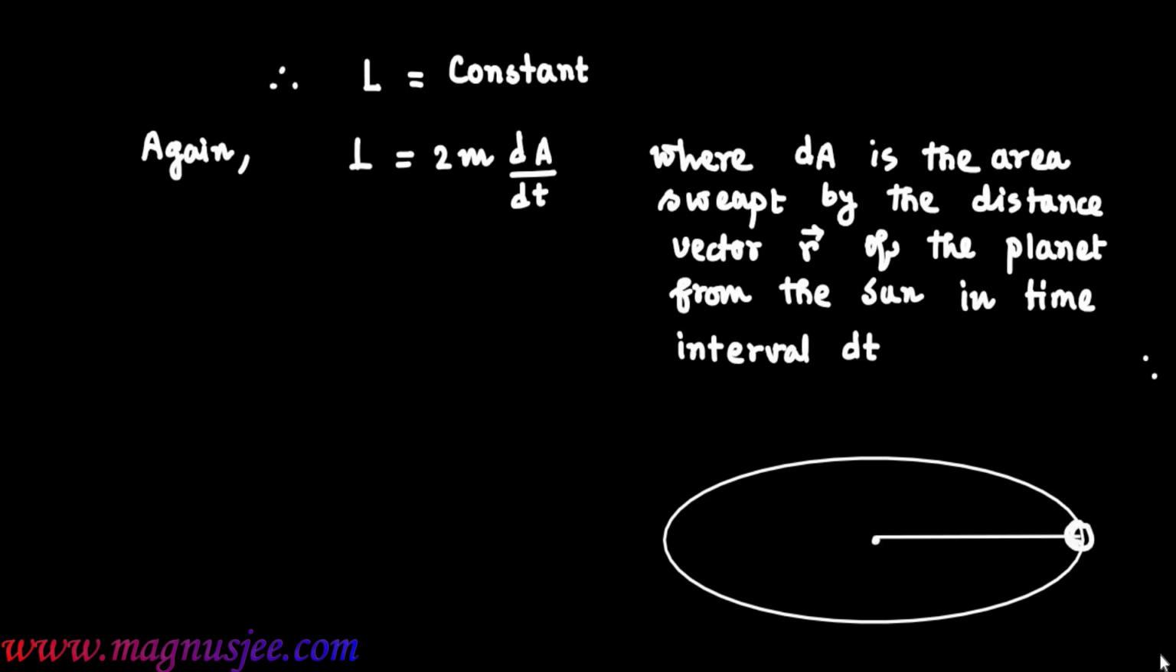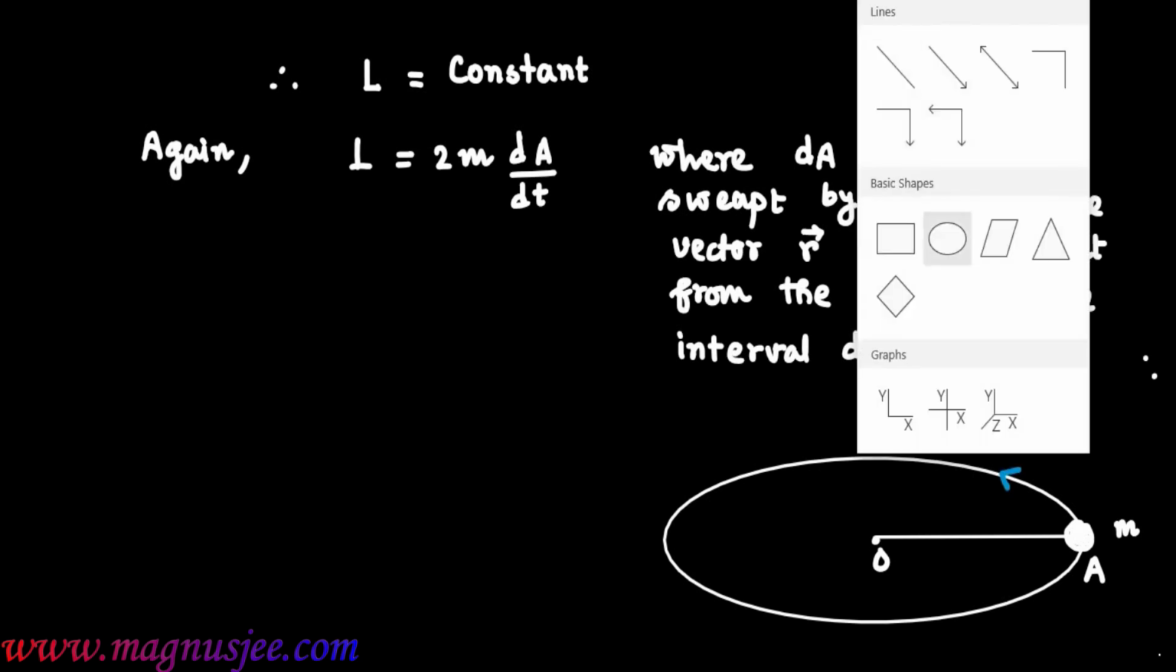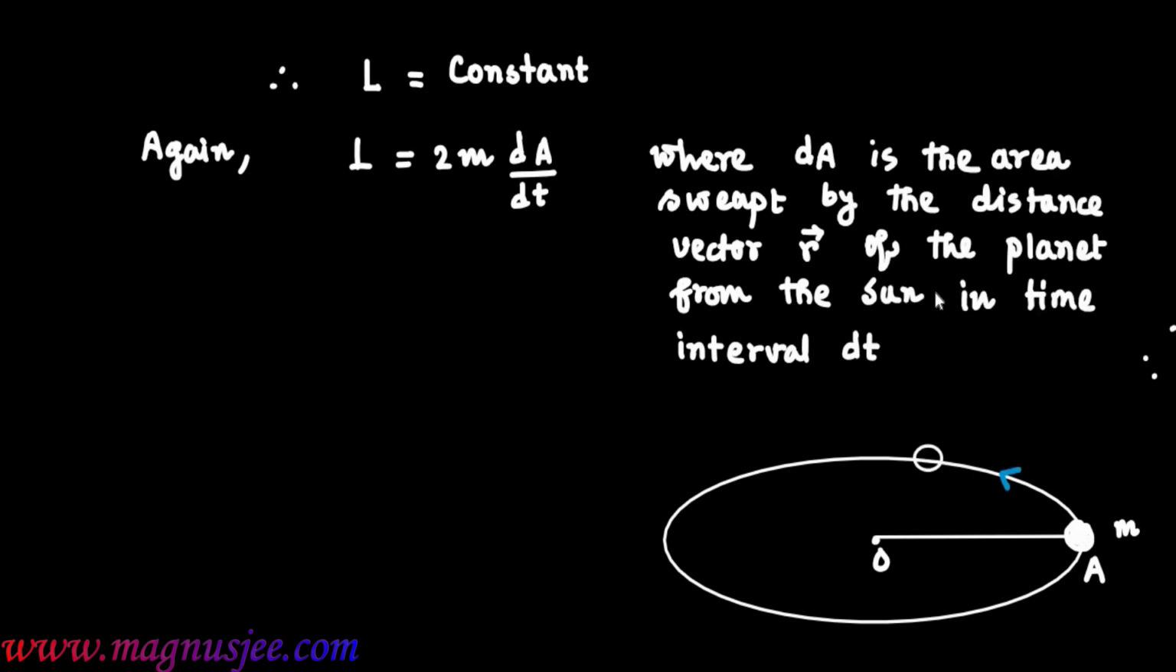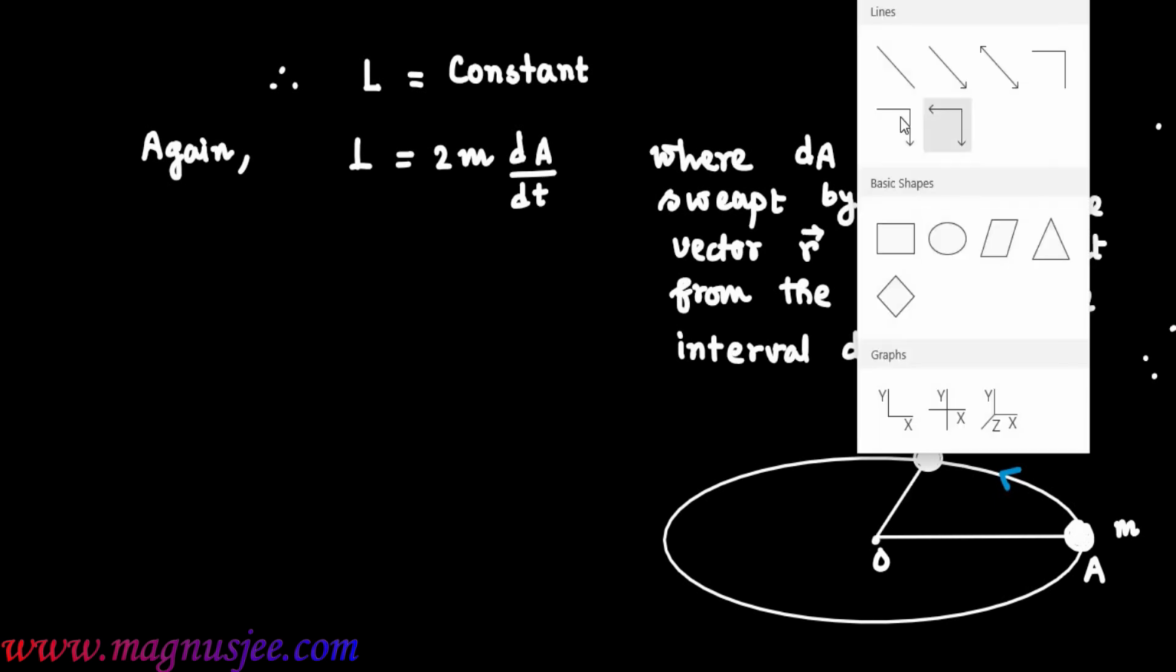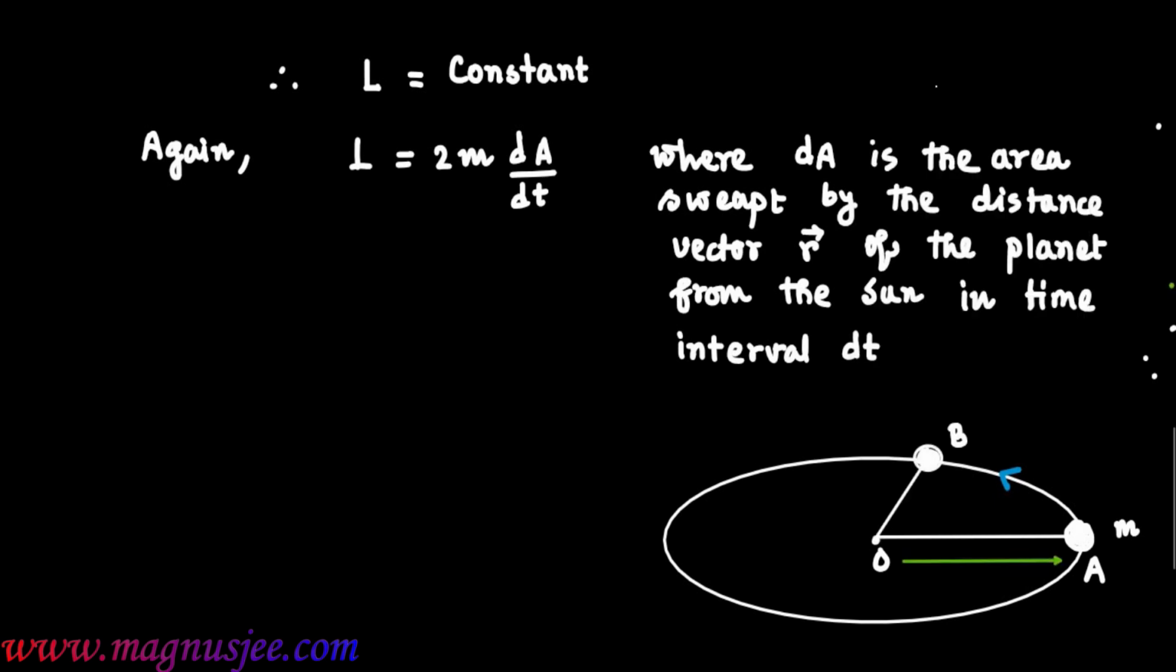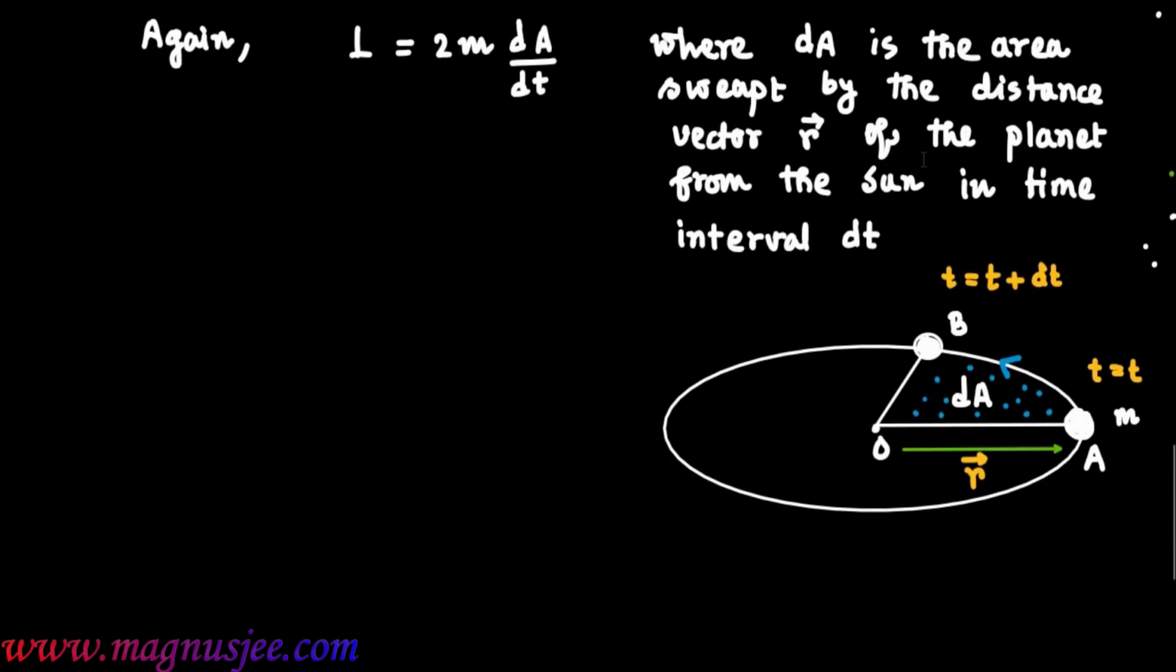So this is the mean distance, and we have the planet, and O is the center of this elliptical orbit. The planet moves from the point A to B in time dt. This is the mean distance of planet from sun, vector r. Vector r starts to move from the point A at instant t, and it reaches the point B at instant t plus dt, and dA is the area which the distance vector sweeps in that time.